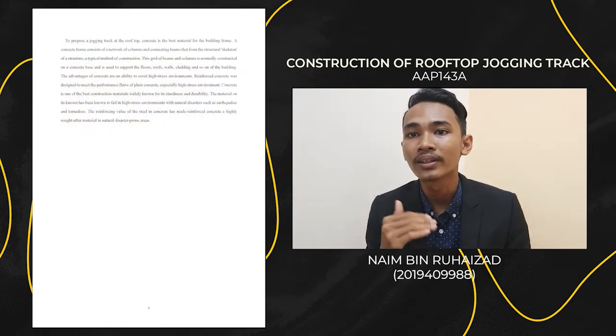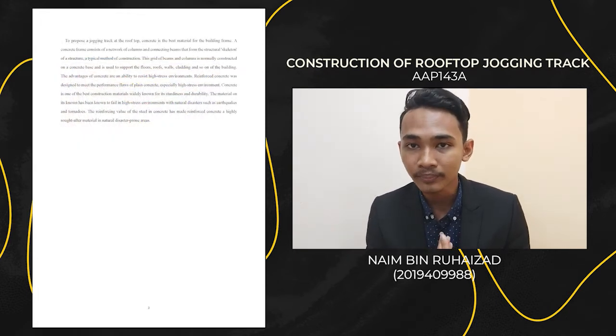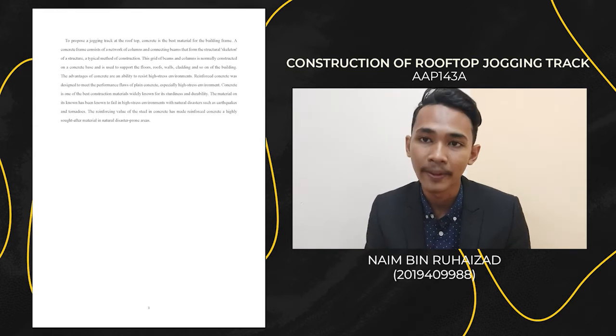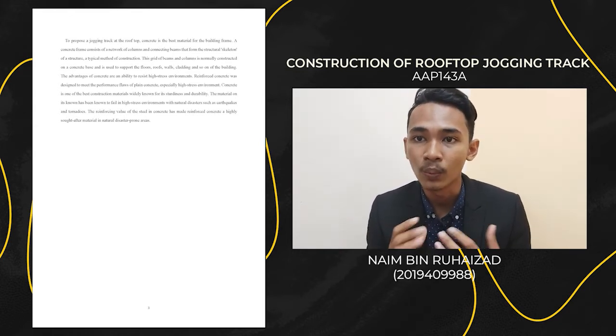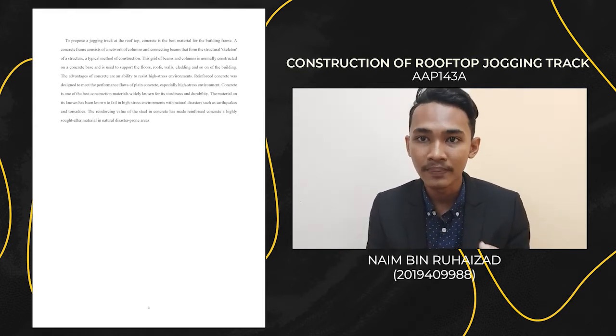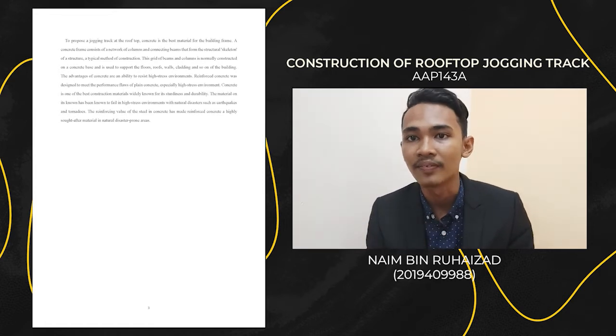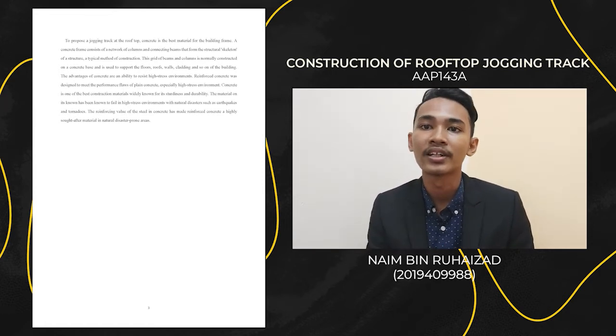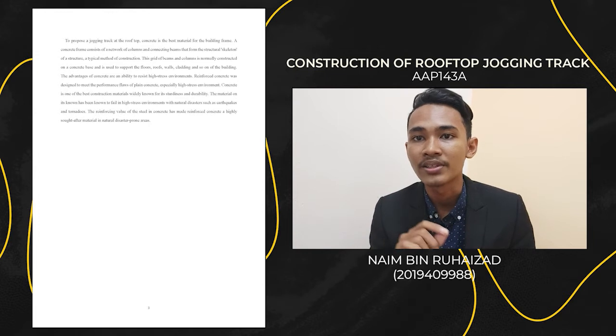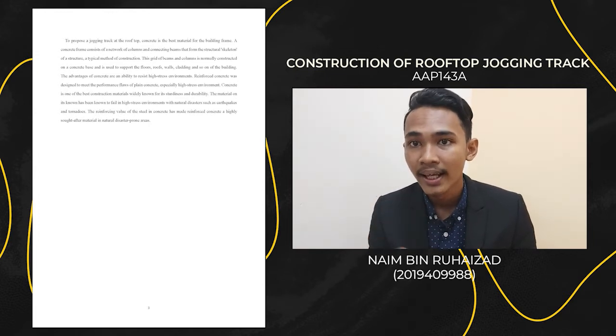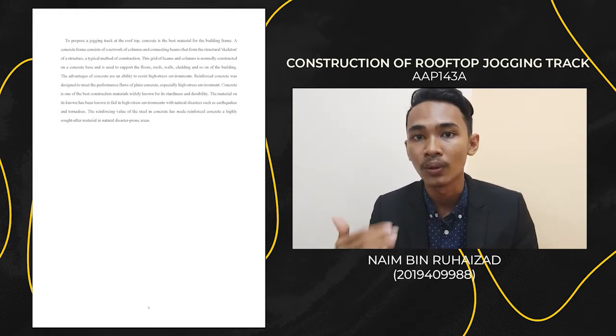To propose a jogging track at the rooftop, concrete is the best material for the building frame. A concrete frame consists of a network of columns and connecting beams that form the structural skeleton of a structure. In a typical method of construction, this grid of beams and columns is normally constructed on a concrete base and is used to support the floor, roof, walls, cladding, and so on of the building.